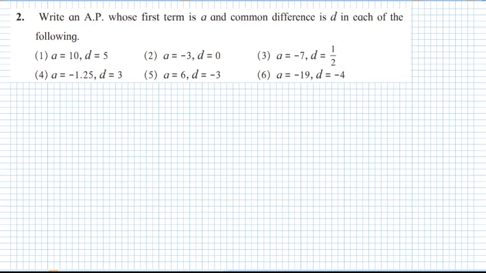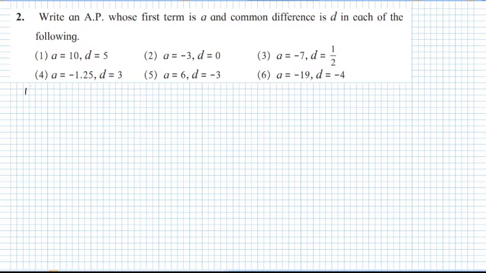AP whose first term is A and common difference is D in each of the following. So what is given here is first term is given and common difference is given. So A and D is given. Remember what was A? A is the first term. What is D? D is the common difference. So you have to make an AP now. Okay, we have to write the AP. What is the AP? So let us try say first one.